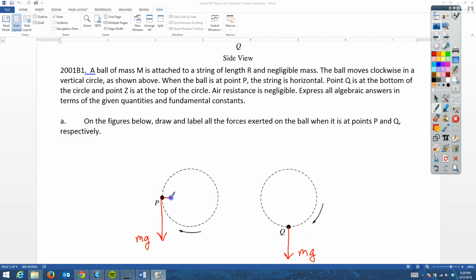We also have a tension force at both of these. So the tension force is pulling towards the center for each one. So for this one, it's horizontal, and for this one, it's vertical. As long as you just put those forces, you would get all 4 points. If you tried to put anything else, you wouldn't. One note that I need to tell you about is they will not accept FC instead of T. You really need to call it T.